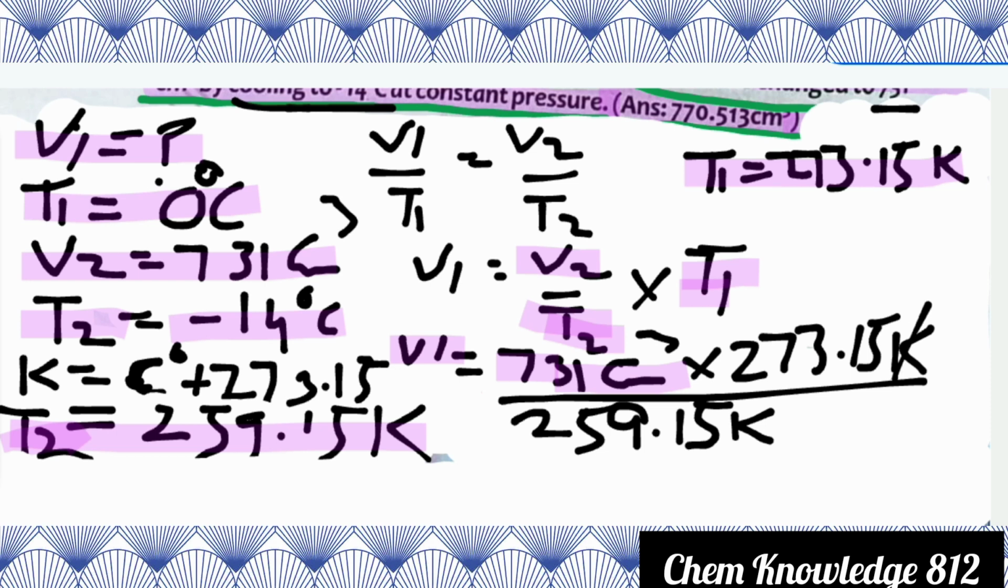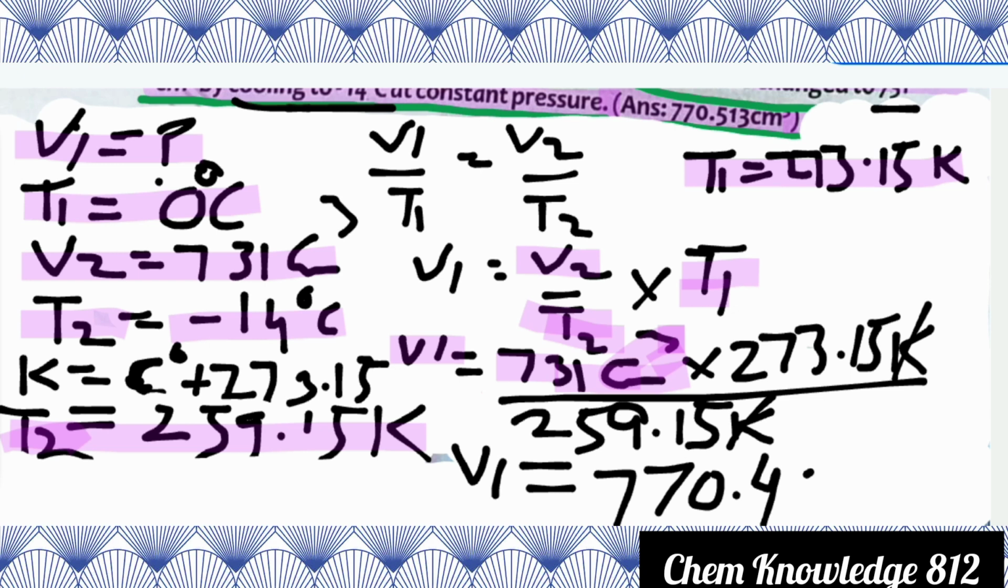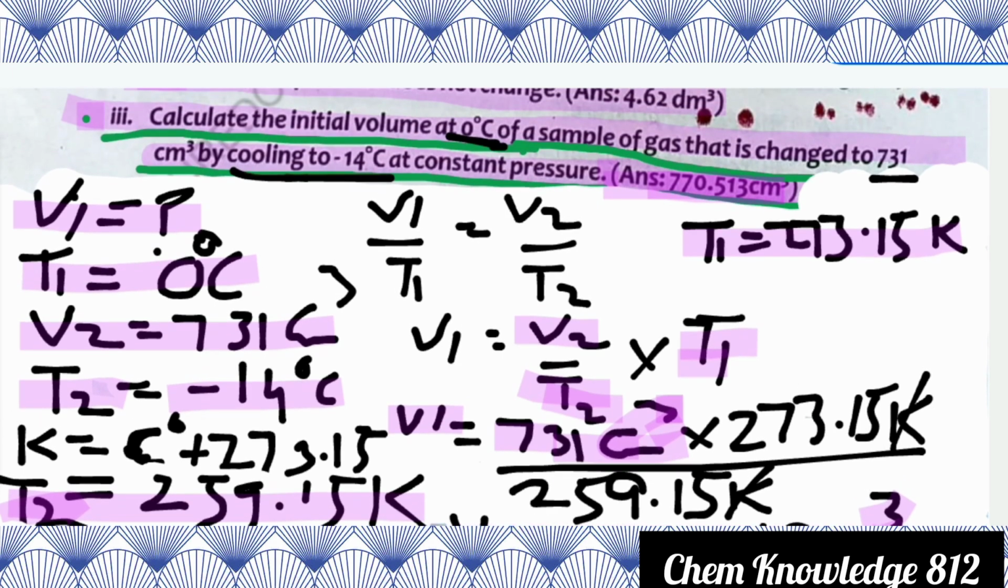259.15 Kelvin. So in this case, the Kelvin will be cancelled, and we will get the unit of cubic centimeter. So by multiplication and division, we will finally get the value of V1, which will be equal to 770.49 cubic centimeter, and this is the answer for the question. And this is equal to this one, 770.71. So our answer is correct, because this is equal to 770.51. So this is the solution of question number 3.